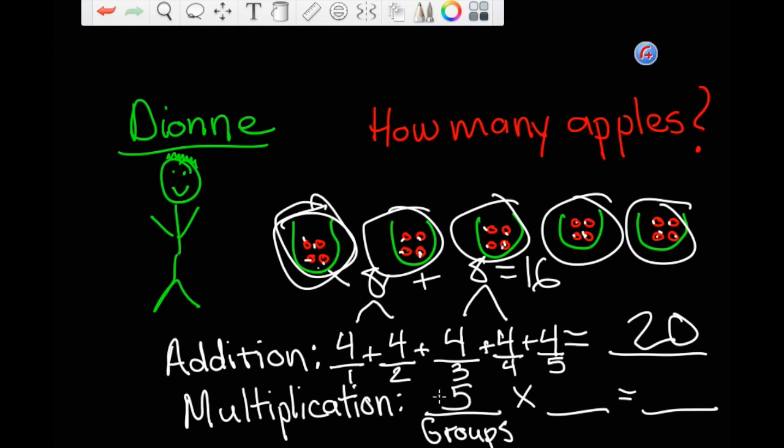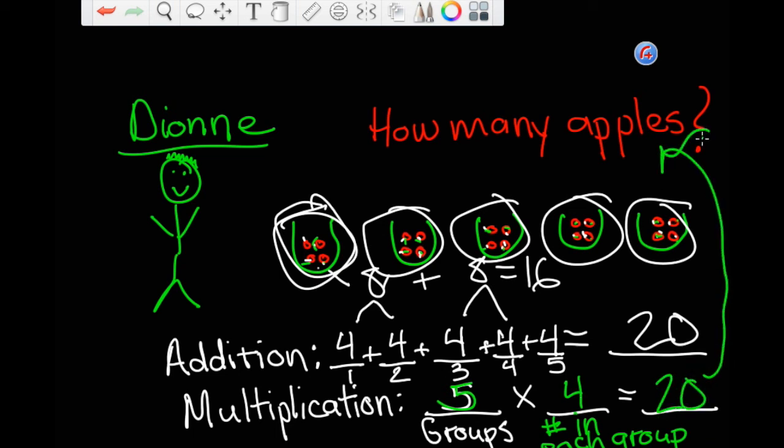So 5. Let's make that a different color so it's easier to see. So 5 times something. So the question is, how many are in each group? So I'm going to write number in each group. Okay, well, I know there's 1, 2, 3, 4 there, 1, 2, 3, 4 there, 1, 2, 3, 4 there, 1, 2, 3, 4 there, and 1, 2, 3, 4 there. So I'm thinking it's 5 times 4. And I know that altogether that gives me 20. So I know that Dion has 20 apples.